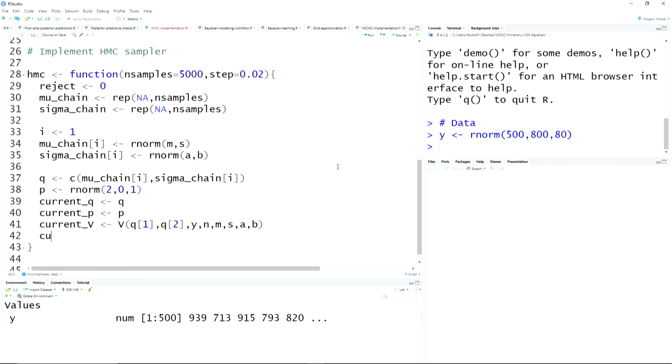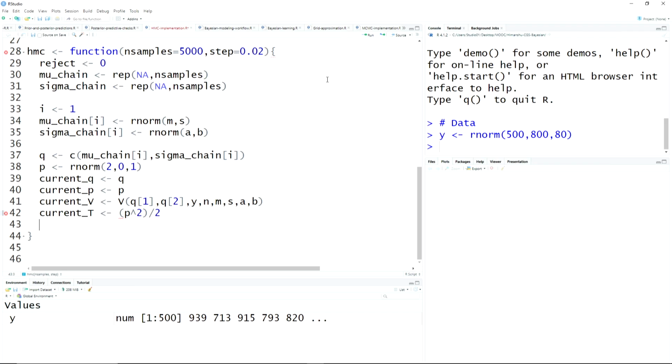so this is current V, and current T, kinetic energy, will be given by P squared rho squared by 2. Okay, so this will be kinetic energy, right? So now you have current position, current momentum. Now you need to push the particle in either direction with this particular momentum P, and you will record the particle after time capital T, right?